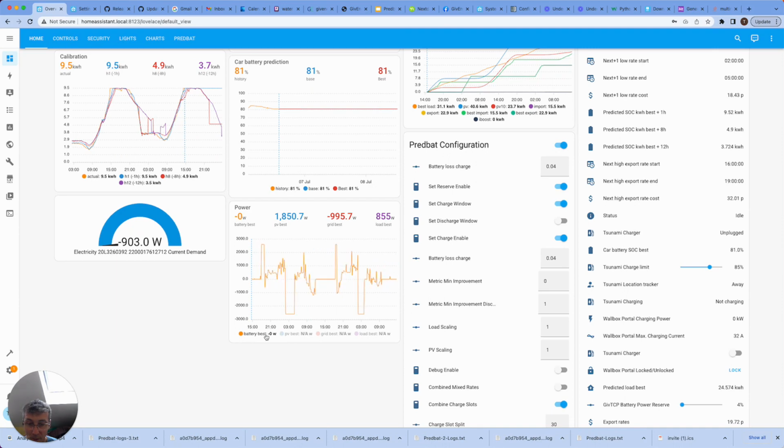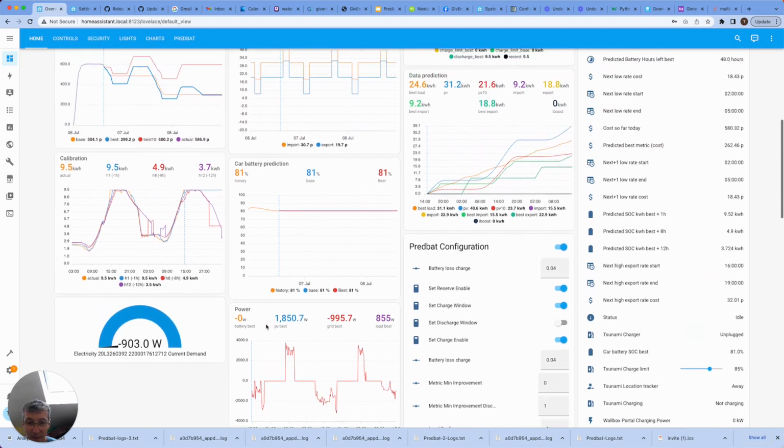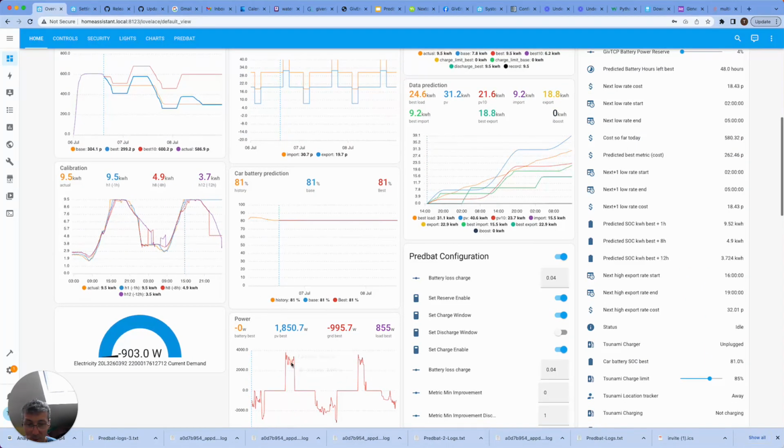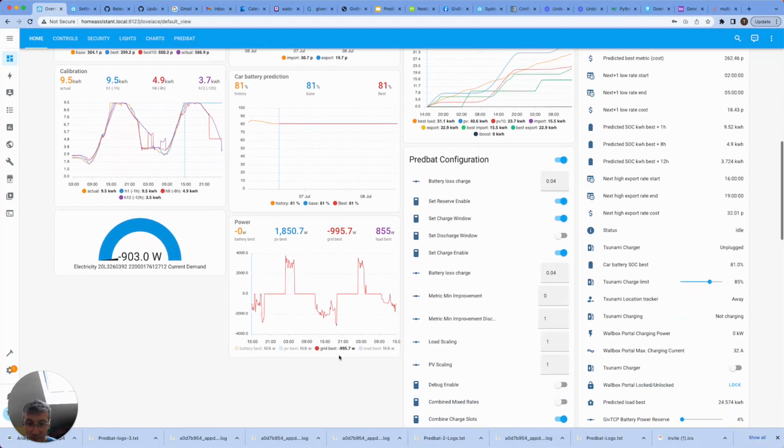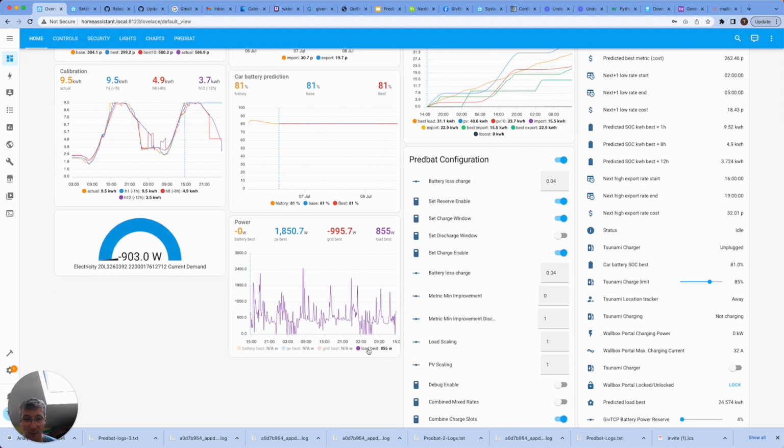And you can look at the grid. So this is where we're using the grid. So obviously you're importing and exporting. Here we can see some of the planned export slots, and then some of the import when we're charging overnight. And then the load is our predicted load, and it goes up and down quite a bit because it's a power sensor. It's not hugely useful on its own.